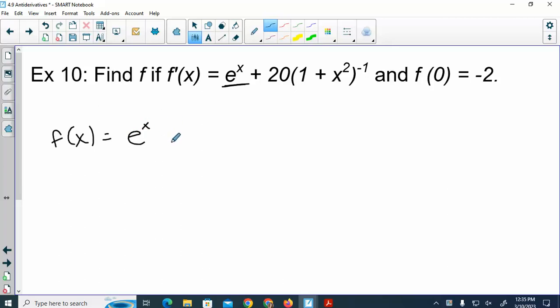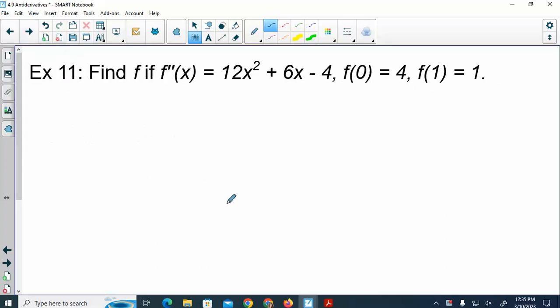Actually, can we skip this one? Yeah. It involves inverse trig functions, and I never made you memorize those. We just did them from the book. So I'm not going to do that one. Can we start off skipping an example? That's a good start. Or we can come back, we're just going to skip it. Alright, we're going to do this one.